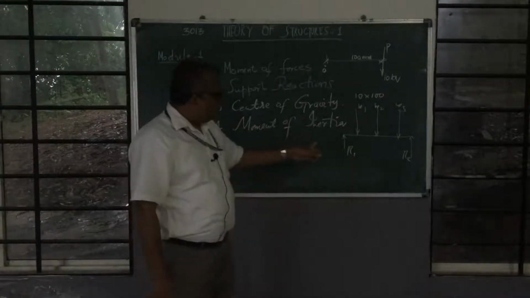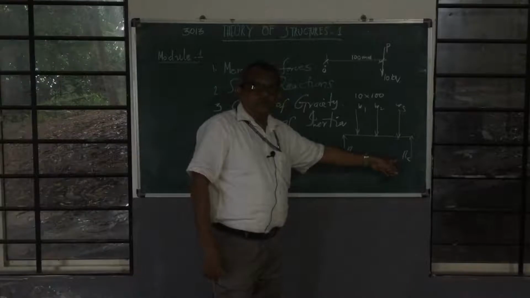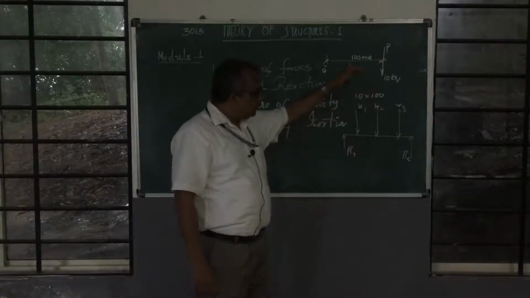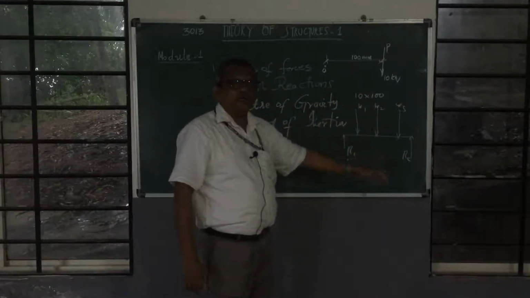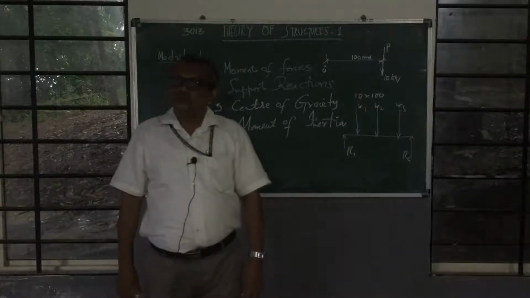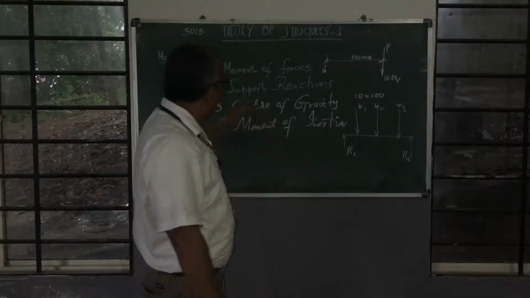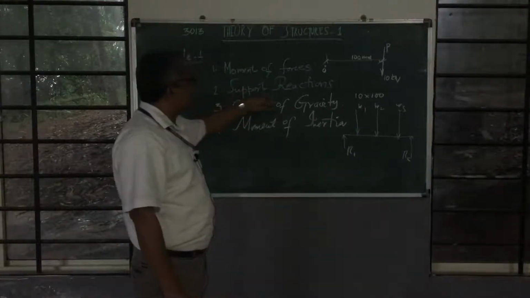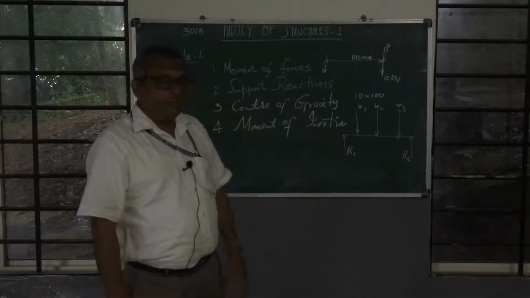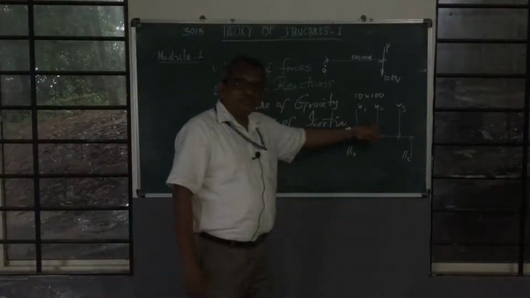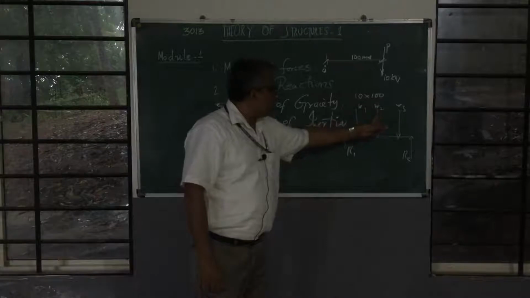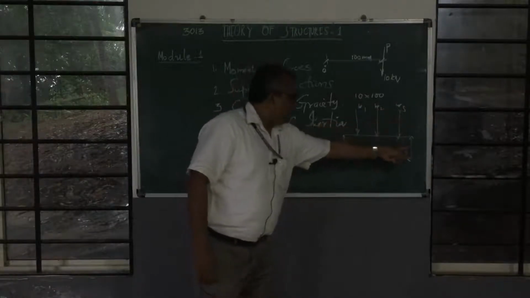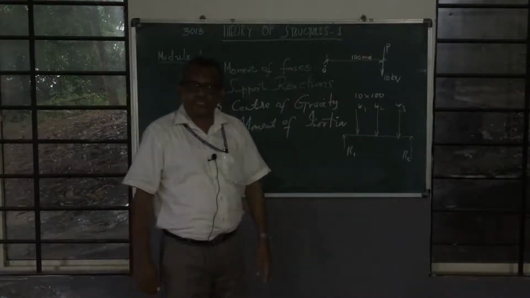So how do we find the reactions R1 and R2 when these external forces are acting on the beam? That part will be discussed in detail in support reactions. The magnitudes will be given to you. Suppose there are three forces, 10 kilonewton, 5 kilonewton, 15 kilonewton, like that, and the span of the beam will be given. What is the span?